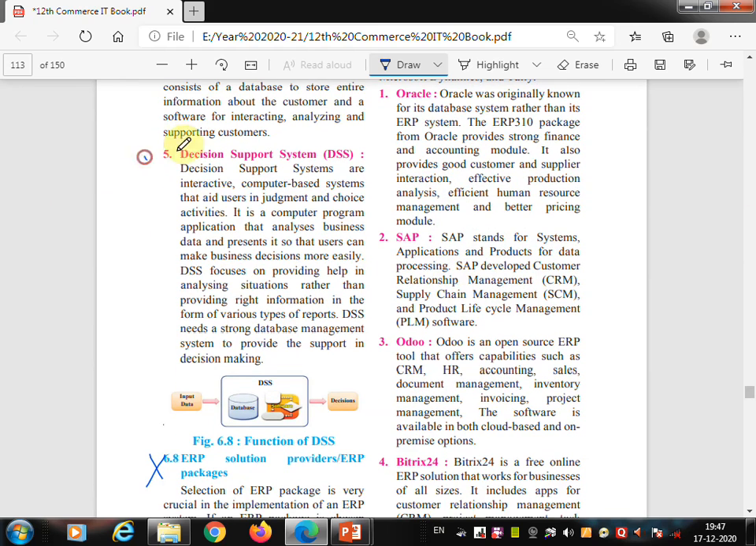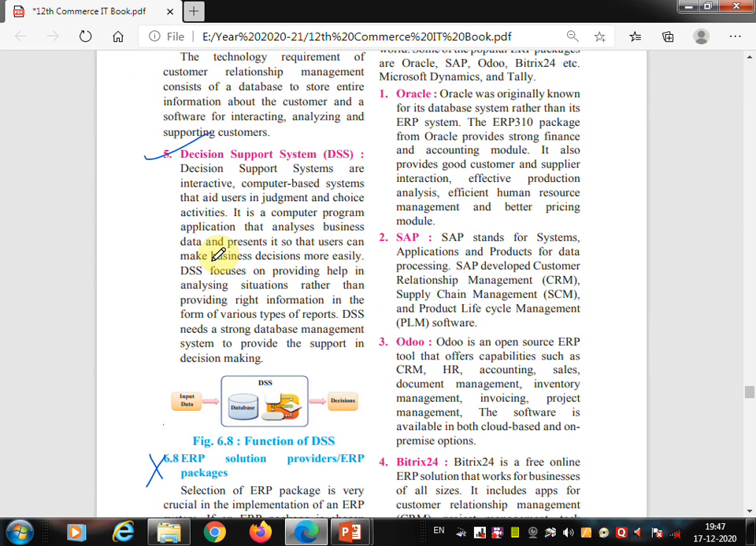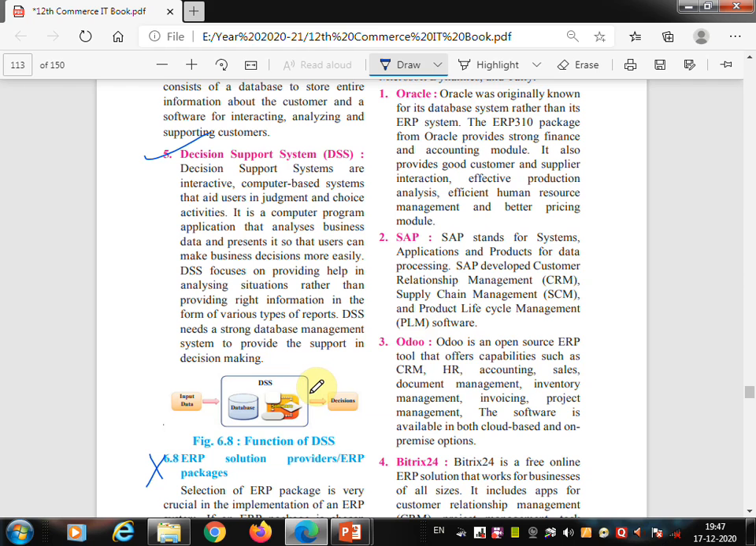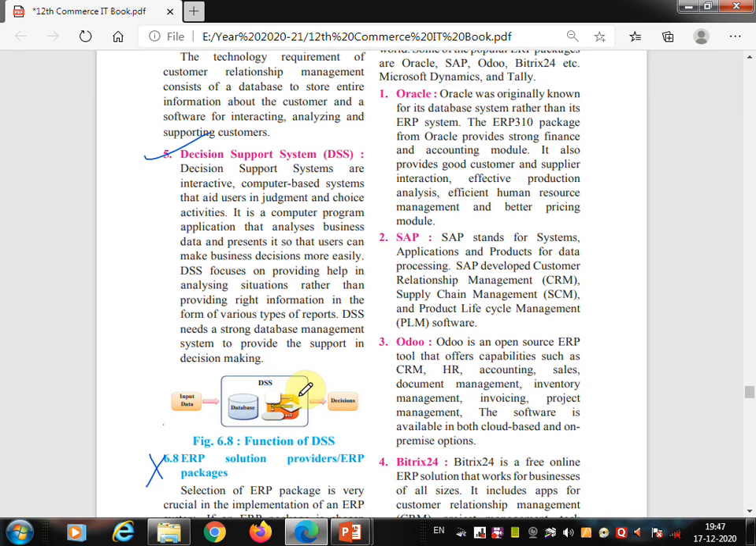The next, decision support system. Decision support systems are interactive computer based systems that aid user judgment and choice activity. It is a computer program application that analyzes business data and presents it so that users can make a business decision more easily. So decision support systems focus on providing help in analyzing a situation rather than providing the right information in the form of various types of reports.